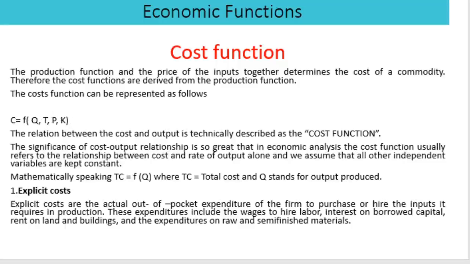There exist different types of cost. The first one is the explicit cost. The explicit costs are the actual expenditure used by the firm to purchase or hire the inputs. This expenditure includes wages to hire labor, interest on borrowed capital, rent on land and building, and the expenditure on raw materials and finished materials. These are the explicit costs that are actually incurred by the firm.